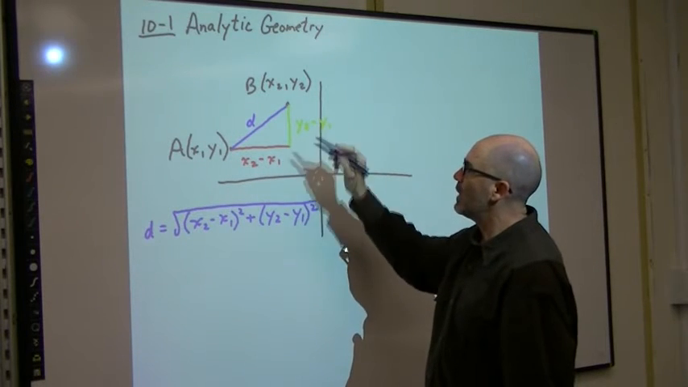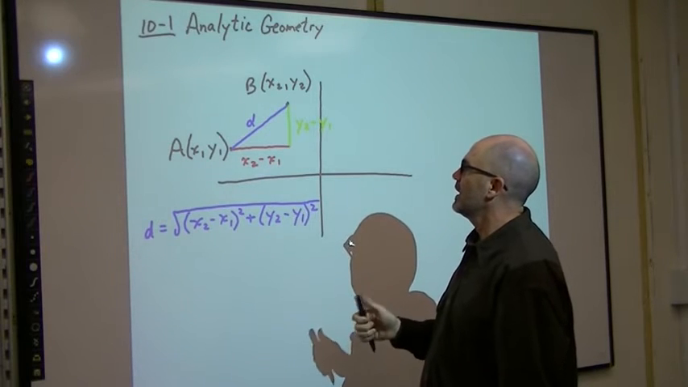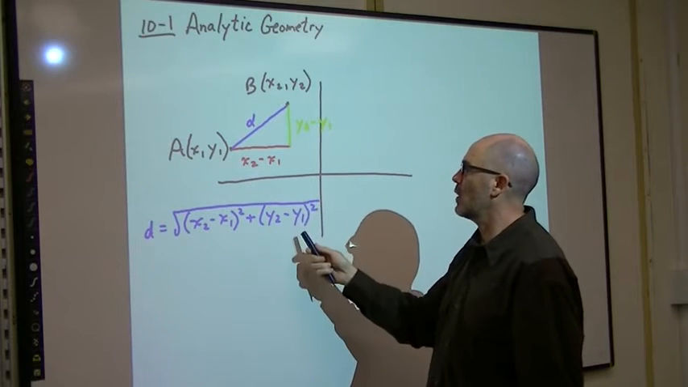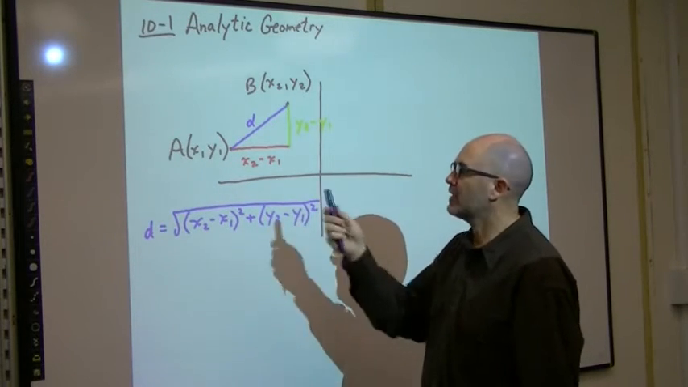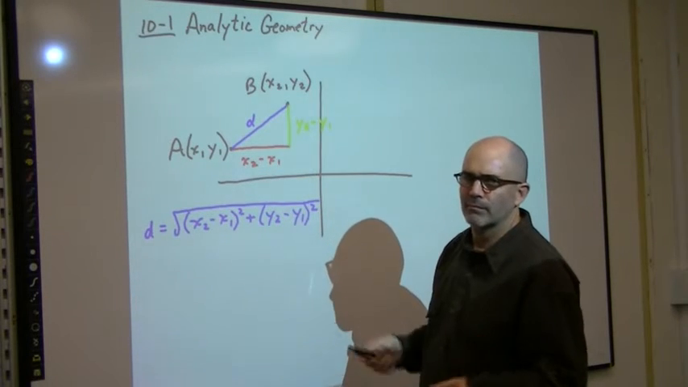So for any 2 points I want, I can get the distance by just getting the horizontal distance, squaring it, getting the vertical distance, squaring it, adding those two up, and taking the square root of the whole thing, and that's my total distance between the 2 points. Algebra 1.